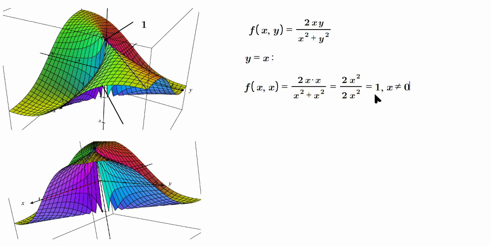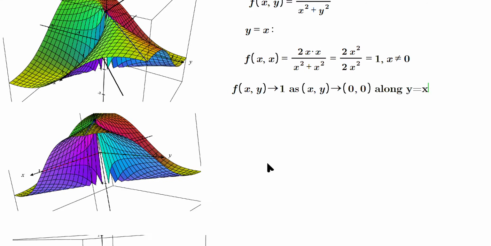So we get 1. So in limit form, I would say something like f of x comma y approaches 1 as x comma y, the points in the xy plane, go along this line towards the origin. So you would say you're going to approach the origin 0 comma 0 like this, and then something like along y equals x, that line. So that's done.